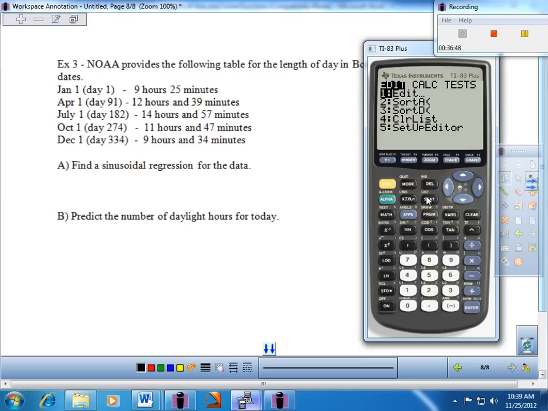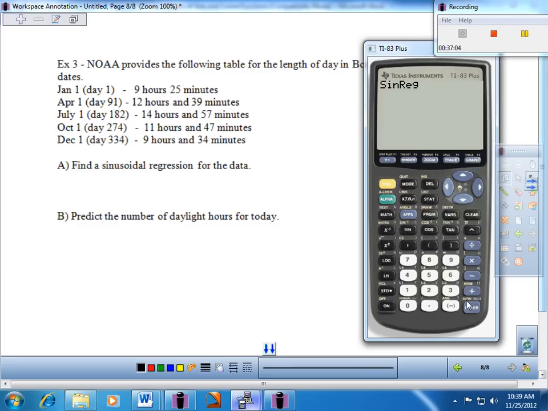So I'm going to hit Stat, move it over to Calc, and as a matter of fact, I'm going to go up because it happens to be the last one down there. And there it is, everybody, sinusoidal regression. And what we're going to do is ask the calculator to come up with one in just a moment, and we'll put that together.